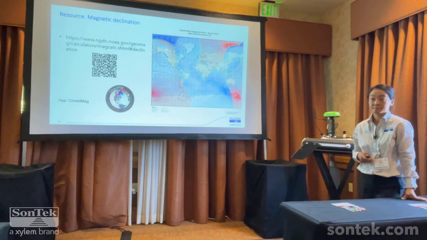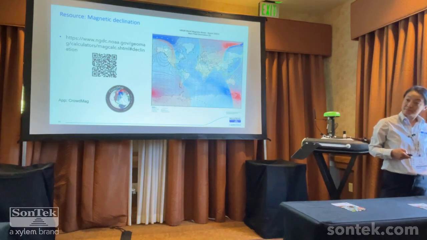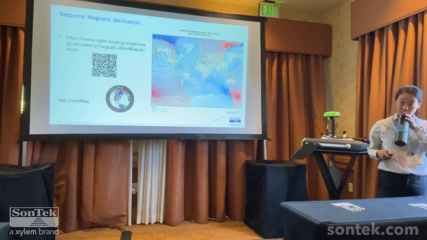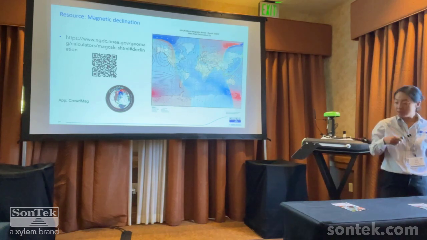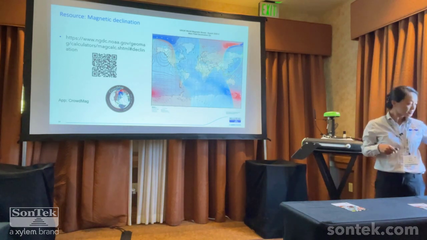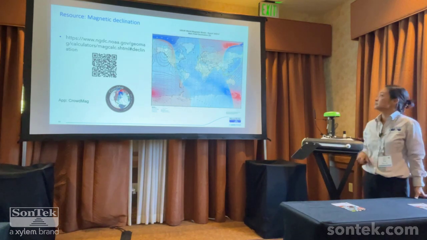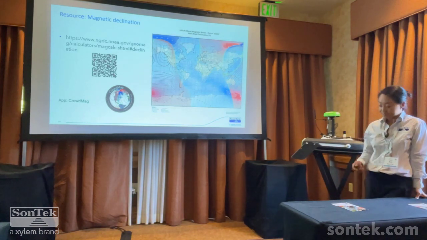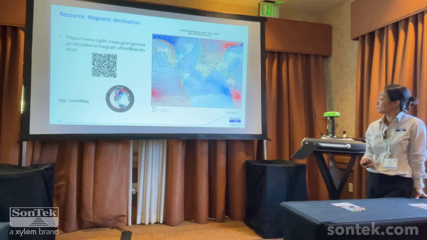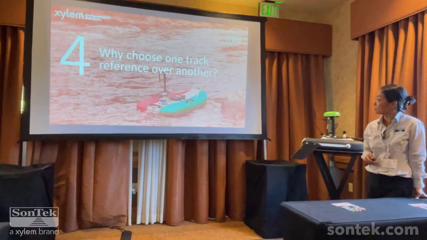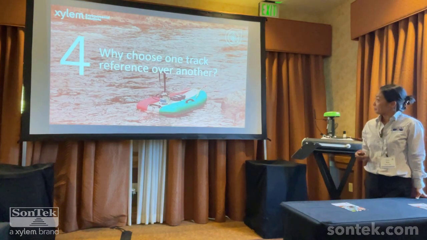You can also just Google MagDec, and the NOAA website comes up. And if you have internet or data, you can allow location, and it'll just give you your local magnetic declination. You don't want to download that. Yeah, that's good. Okay.